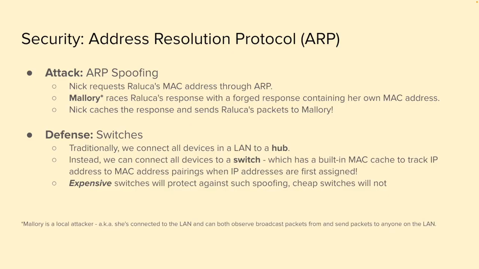So traditionally, we just connect all the devices in a local area network to a hub. With switches, we connect all devices to a switch, and the switch has a built-in MAC cache to track the IP address to MAC address pairing when the IP addresses are first assigned. So when the malware tries to spoof the ARP request, it will be detected by the switch and the packet will be dropped.